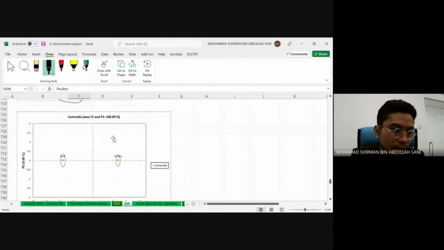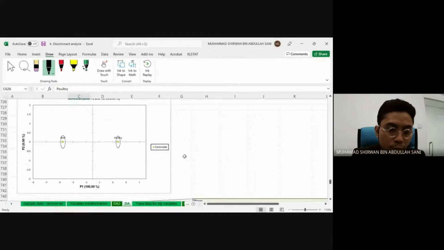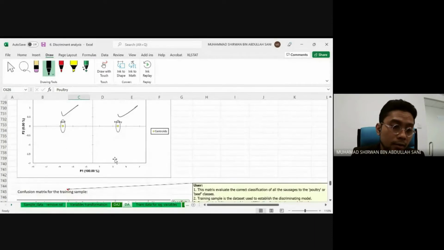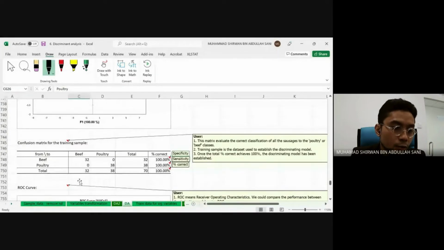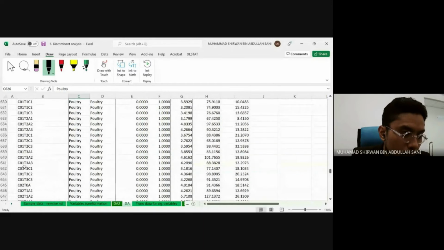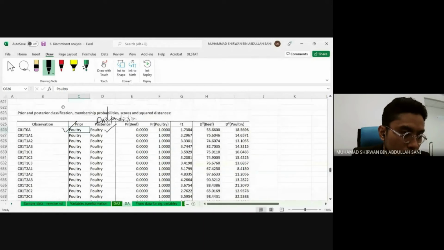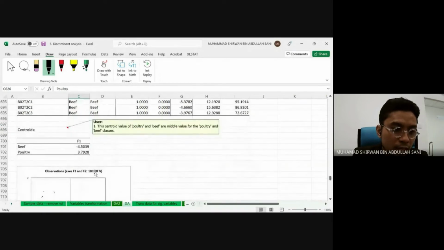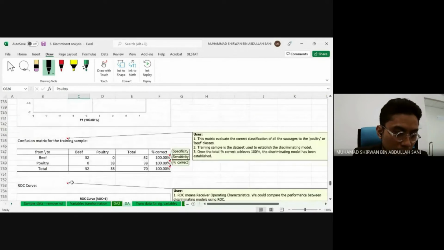On the axis lah. So this is the simplified grouping. So confirm our poultry and beef sausage are properly distinct location lah. So from this table of prior and posterior classification, we can make a compilation into this table, the table at the bottom.